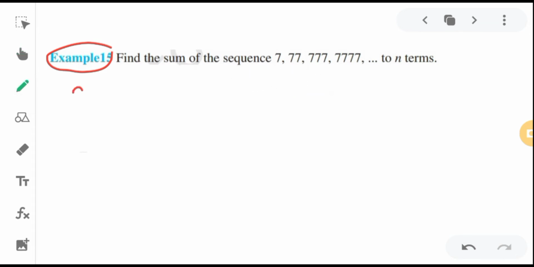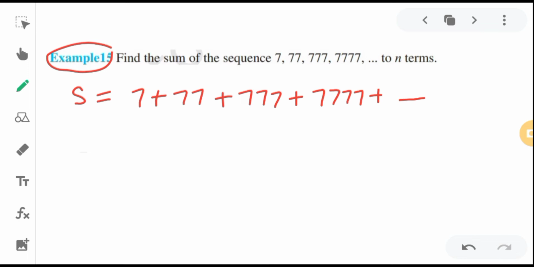Suppose the sum I am taking is S, equal to 7 plus 77 plus 777 plus 7777 plus and so on to n terms. So n terms are there in this series and we have to find its sum. When you see, there is no particular pattern. This is not in AP, this is not in GP. So how can we do this?